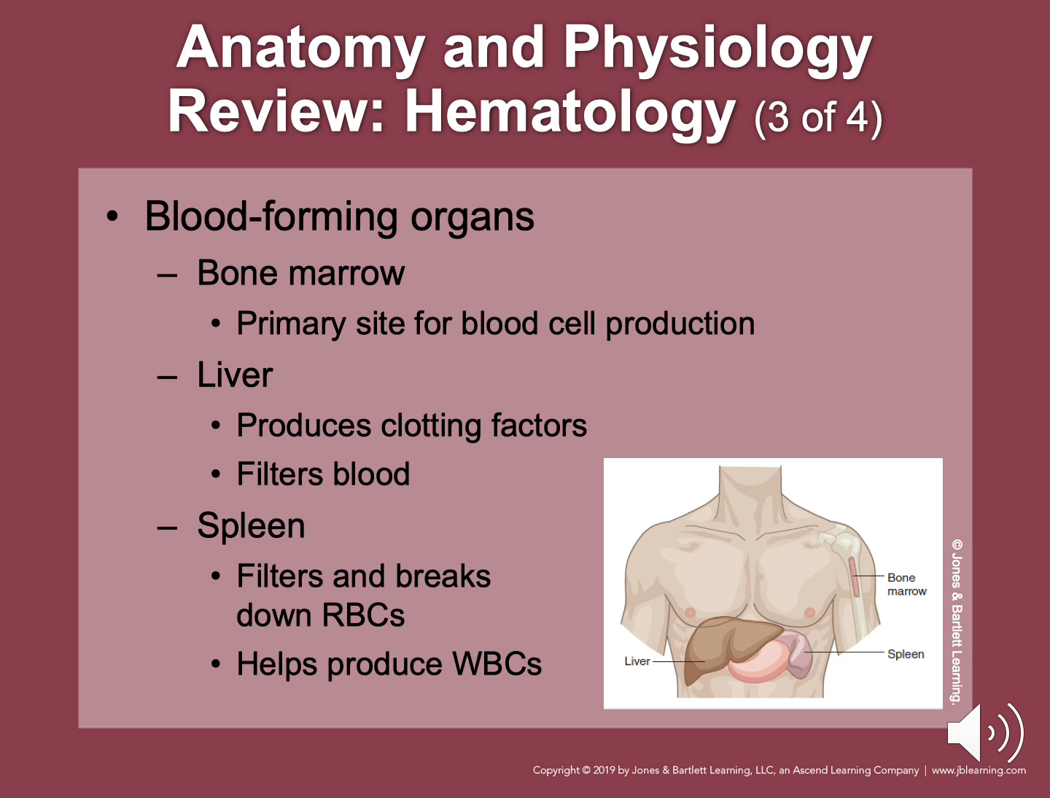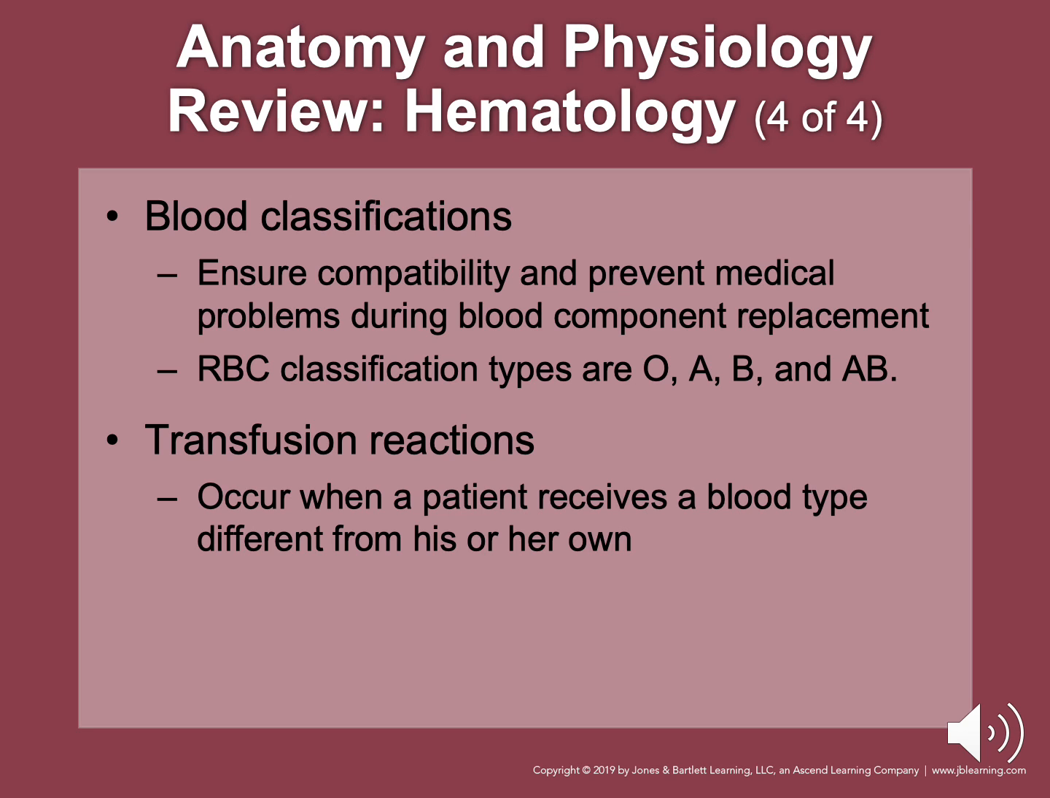So there's a lot with blood classification and several different blood types. Classification is used to make sure of compatibility and prevent medical problems during blood component replacement. There's type O, type A, type B, and then there's type AB. Blood contains a secondary antigen known as the Rh antigen.